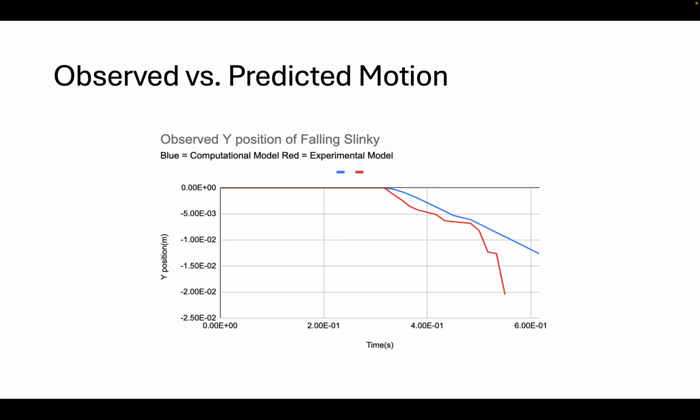And this is the graph that I got after using my computational model and merging my experimental model into a graph. We can see that the computational model actually predicts the slinky to drop later than the experimental model did. As we can see, the experimental model is trending to reach the bottom faster than the computational model, which is in blue, and the experimental model is in red.